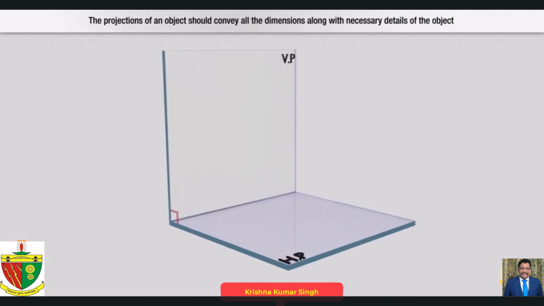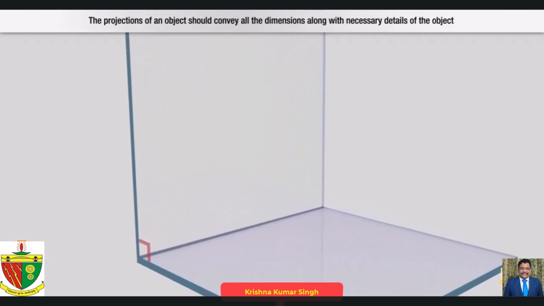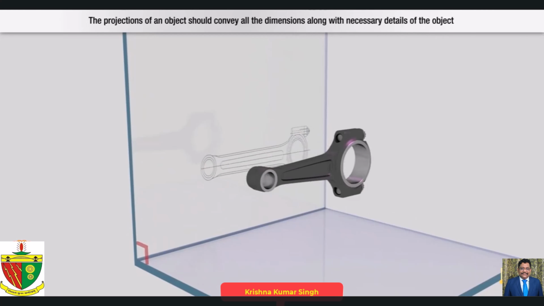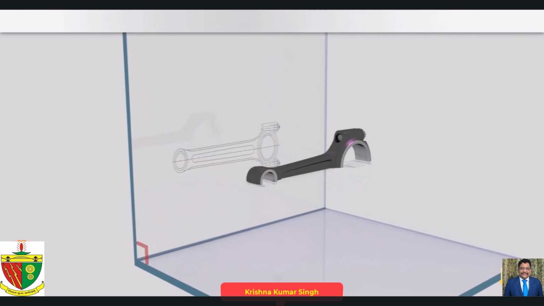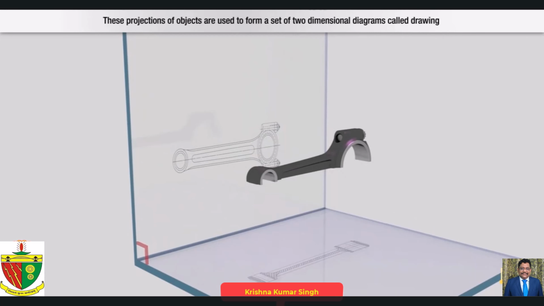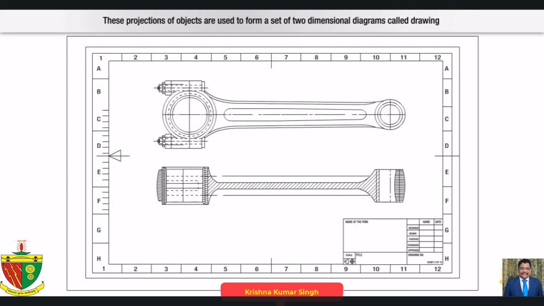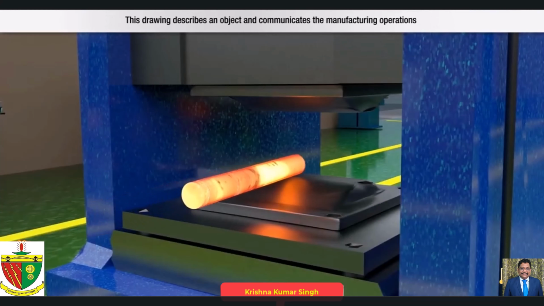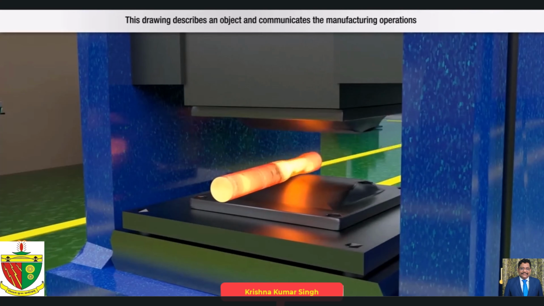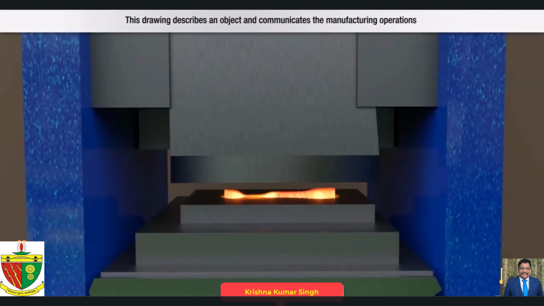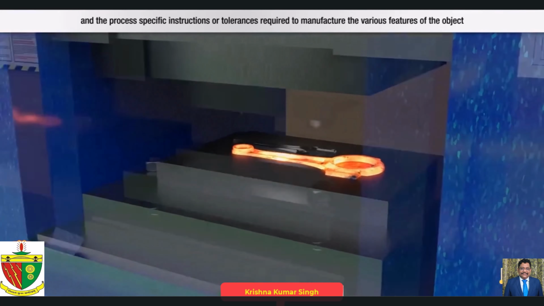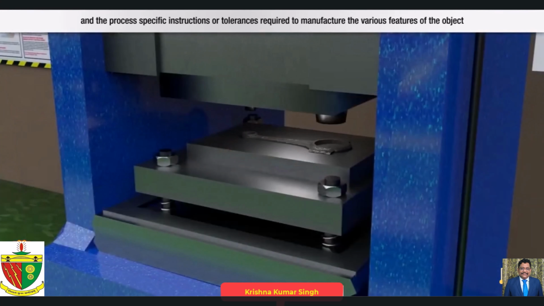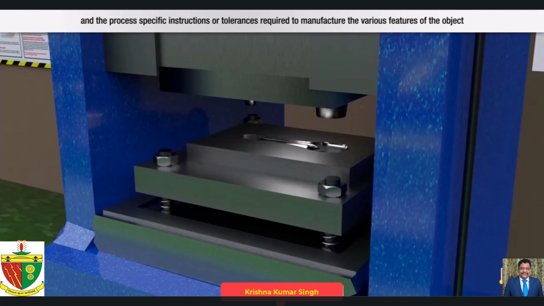The projections of an object should convey all the dimensions along with the necessary details of the object. These projections of objects are used to form a set of two-dimensional diagrams called a drawing. This drawing describes an object and communicates the manufacturing operations and the process, specific instructions or tolerances required to manufacture the various features of the object.